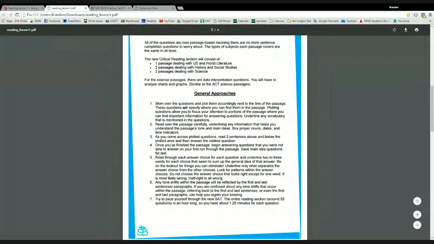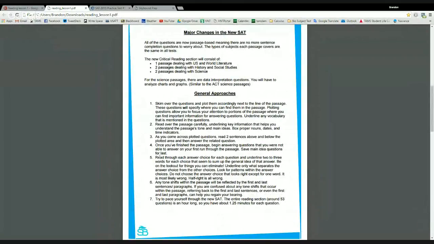Okay. Read through each answer choice for each question and underline 2 to 3 words for each choice that seem to sum up the general idea of the answer. Underline only what separates things. Look for patterns within them. Do not choose the answer choice that looks right except for one word. Half right is wrong.